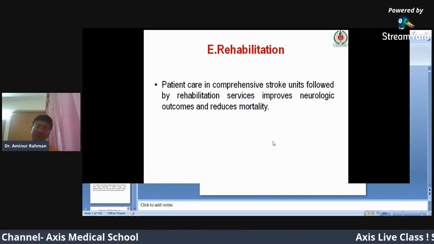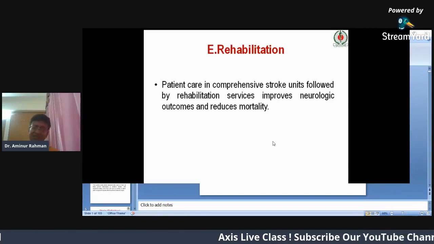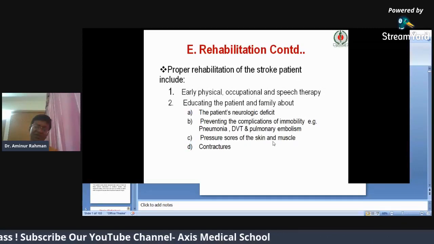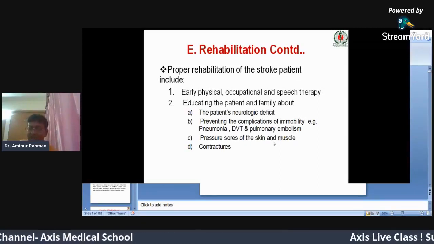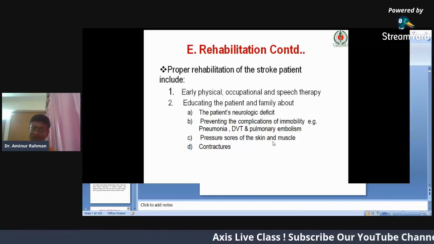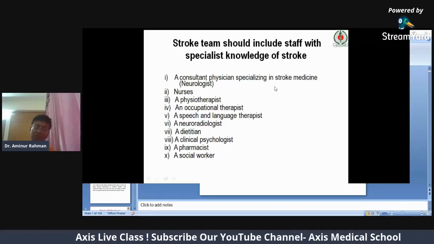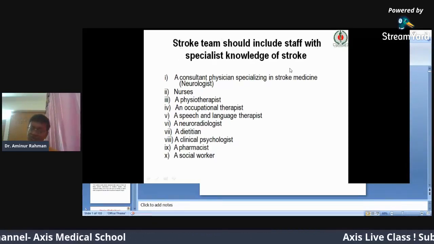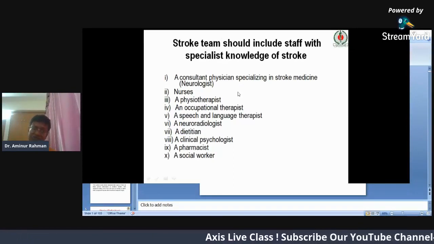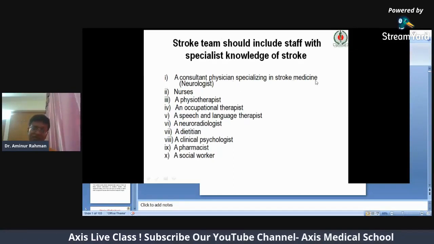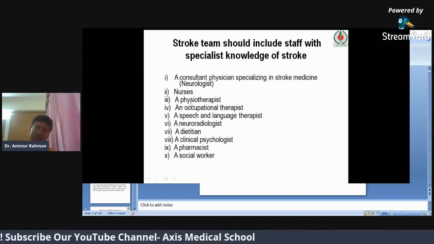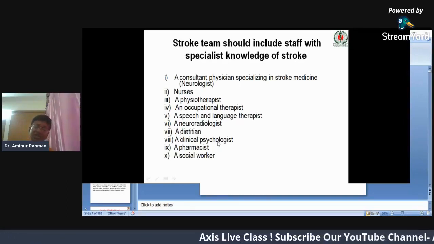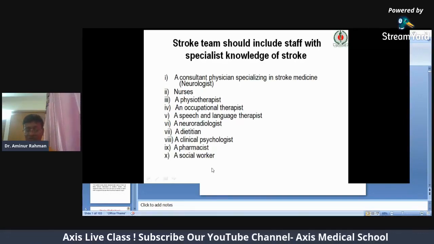Rehabilitation: patient care in a comprehensive stroke unit followed by rehabilitation service improves neurological outcome and reduces mortality. Rehabilitation of stroke patients includes early physical, occupational and speech therapy, and educating the patient and family. Another important thing is that the stroke team should be included in the staff. This is the stroke unit. It includes the consultant physician, medicine and neurologist, specialist nurses, physiotherapists, occupational therapists, speech language therapists, dietitian, clinical psychologist, pharmacist and social worker.